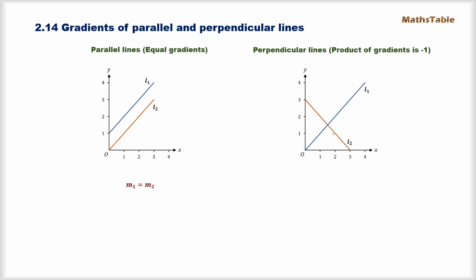Now, in contrast to parallel lines, these two lines, which are crossing each other or meeting each other at right angles or 90-degree angles, are perpendicular to each other. Now, the gradients of such lines, which are meeting at a 90-degree angle, are related by an equation m1 into m2 is equal to -1. This equation means that the gradients of two perpendicular lines are negative reciprocals of each other. So if the gradient of one line is 2, then the gradient of the other line will be -1 over 2. So this is about the relation of two parallel lines and two perpendicular lines.